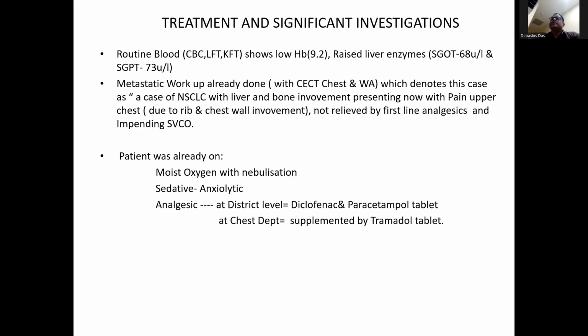Next slide, please. The investigations showed, among the prominent ones, slight anemia as well as raised liver enzymes. The metastatic workup was already done at chest, which shows that it is a case of NSCLC with liver and bone involvement, presenting now with upper chest pain due to rib as well as chest wall involvement, that was not relieved by first line analgesics. Along with this, there is impending SVCO. So far as treatment is concerned, she was given diclofenac and paracetamol at the district level, which was supplemented at the chest department with tramadol. Next slide, please.